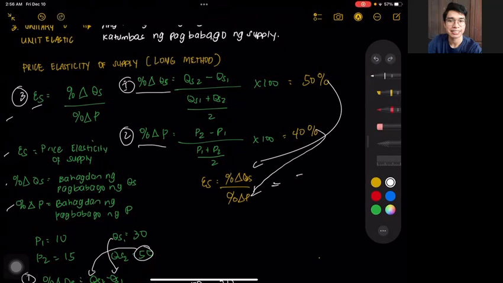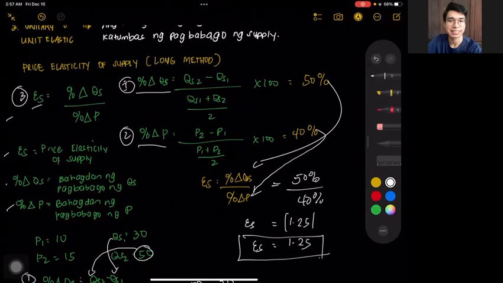So the answer is 50% divided by 40% to get the elasticity of supply. So equals, using your own calculator, 50 divided by 40 is equal to 1.25. Again, the absolute value of 1.25 is still 1.25. So elasticity of supply is equal to 1.25.